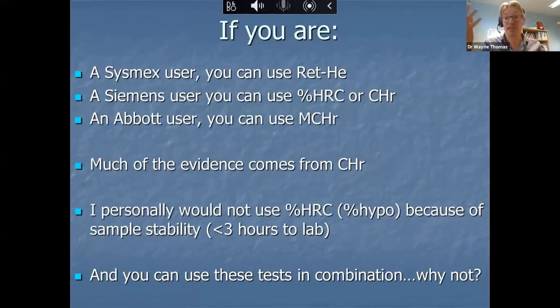So if you're a Sysmex user, you can do the reticulocyte hemoglobin equivalent, Siemens, percentage HRC, hyperchromia, or CHR, and Abbott is MCHR.